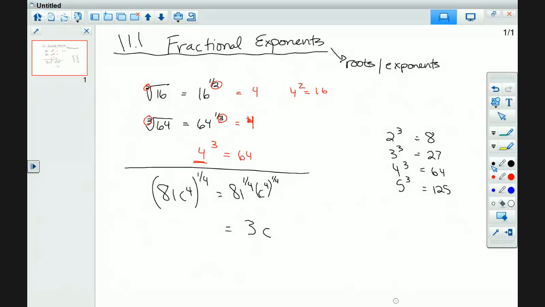Anybody know what 6 cubed is? It's definitely a number. 216. Is that right? That one pops up once in a while.